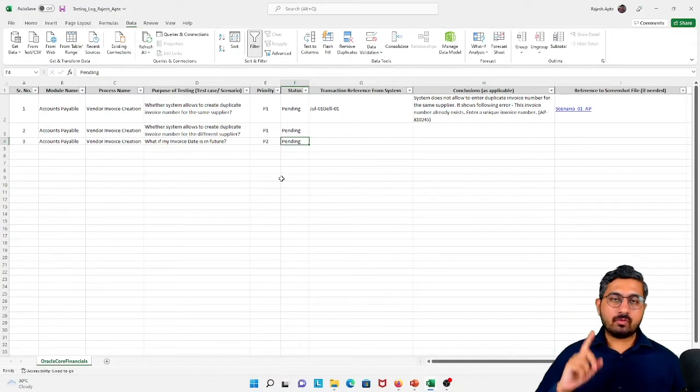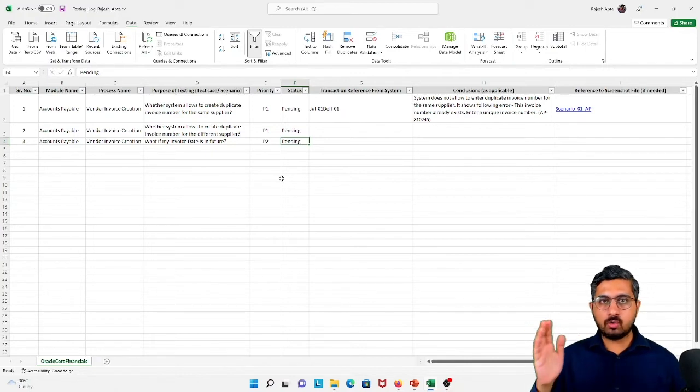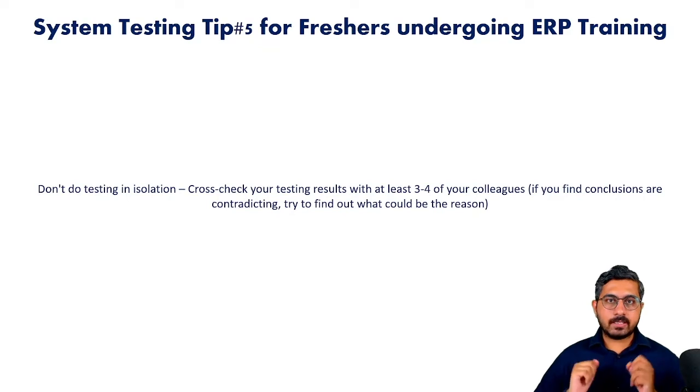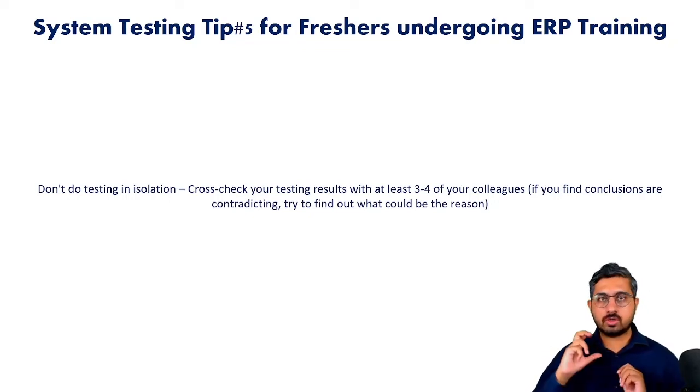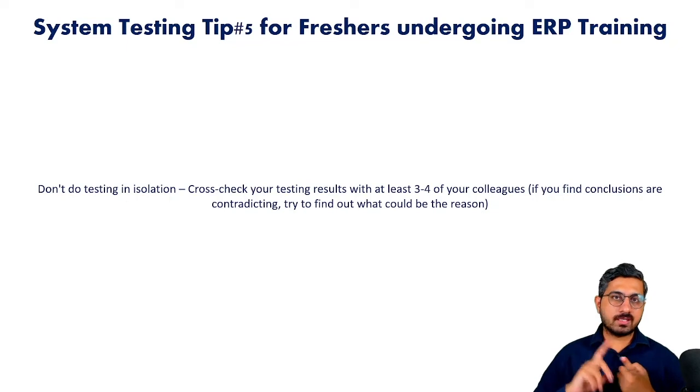And that's how you need to make sure that you are not mixing two scenarios and you are keeping every test round confined to an individual scenario. Our testing tip number 5 is never do the testing in isolation. It means you should always try to cross check your conclusions or cross check your findings with some of your colleagues, some of your teammates or batchmates.